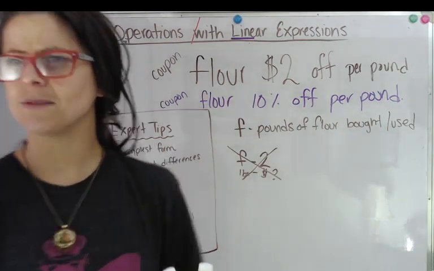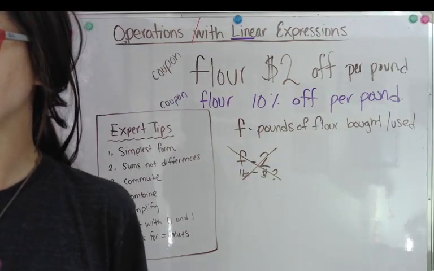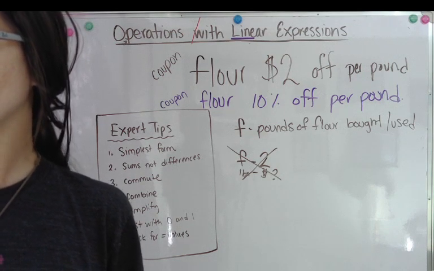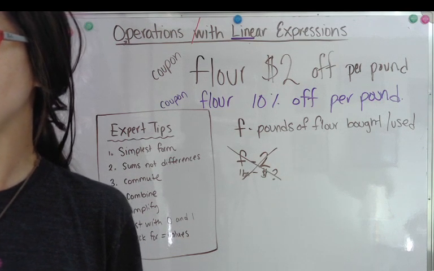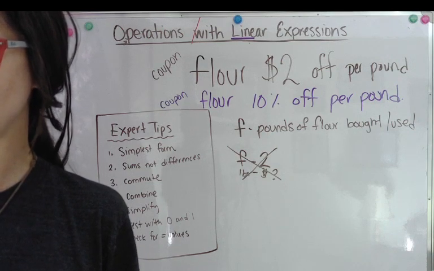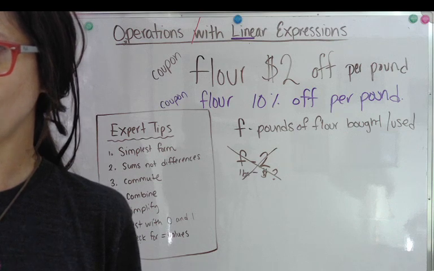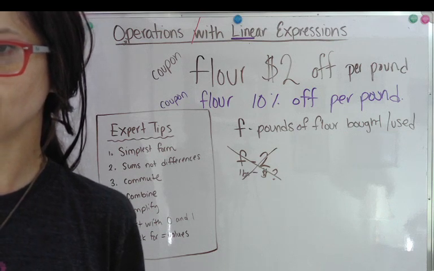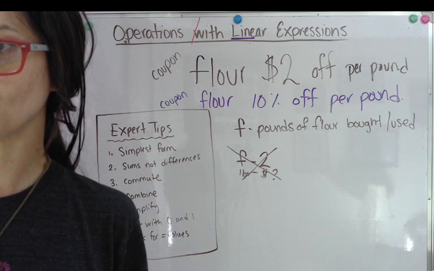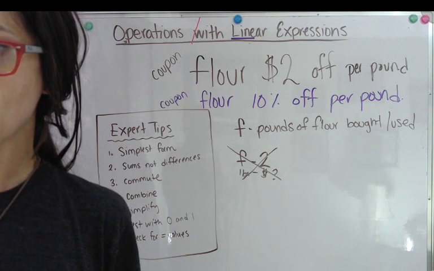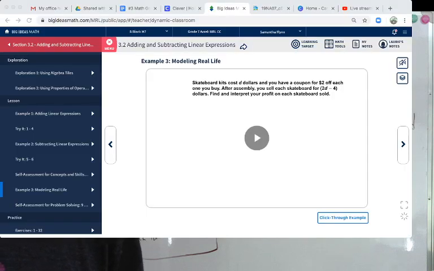And let's go back to the Big Ideas Math. I know you guys can't see it, but I'm just going to check what their situation is. A skateboard costs $D, and you have a coupon. Let me see if I can just add my window so that you all can see the question. Window capture. I'm going to add the window, and here we go. Okay, there it is.